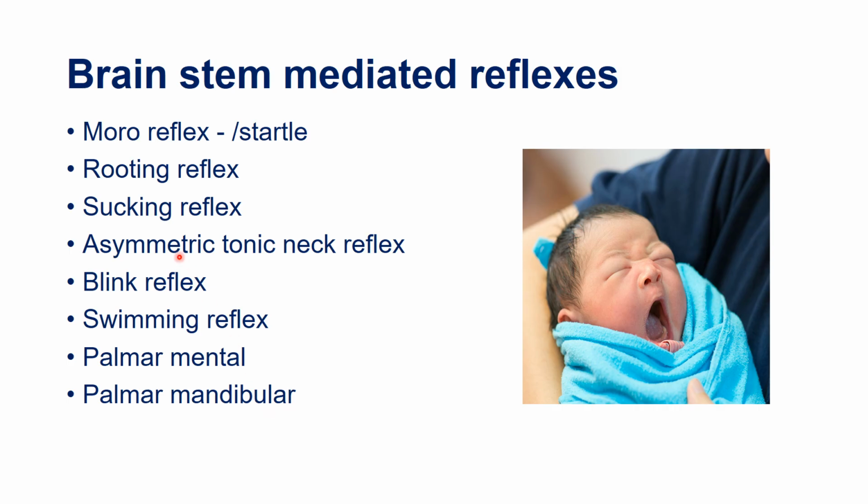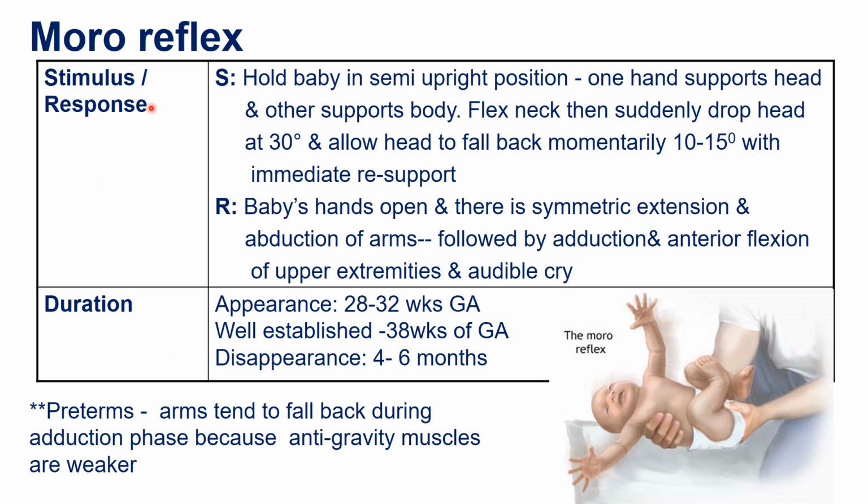I'll show how you elicit each of the reflexes, because these are all responses to stimuli. We'll start with the Moro reflex, which is one of the most important ones. S means stimulus, R means response. S is what you're going to do to the baby, and R is the response, how the baby is going to react to your stimulus.